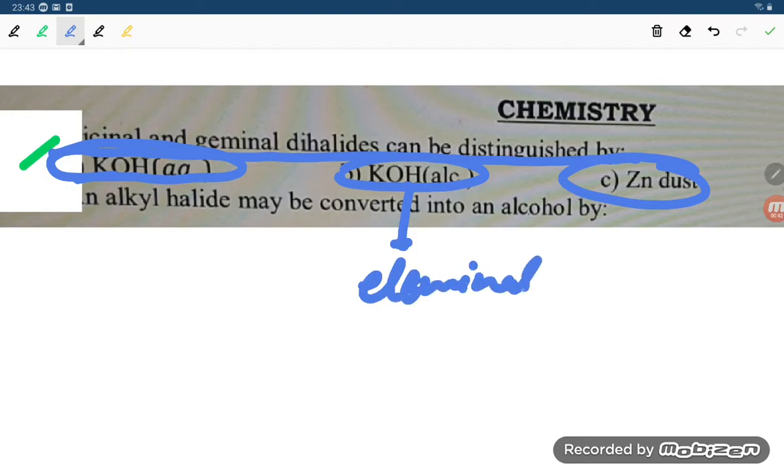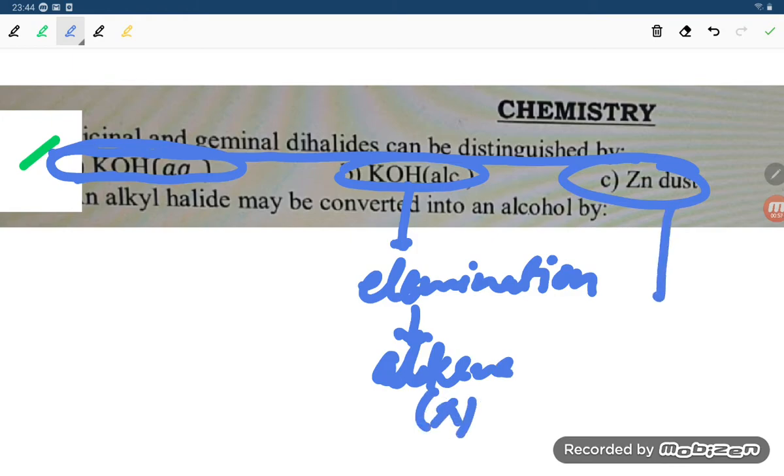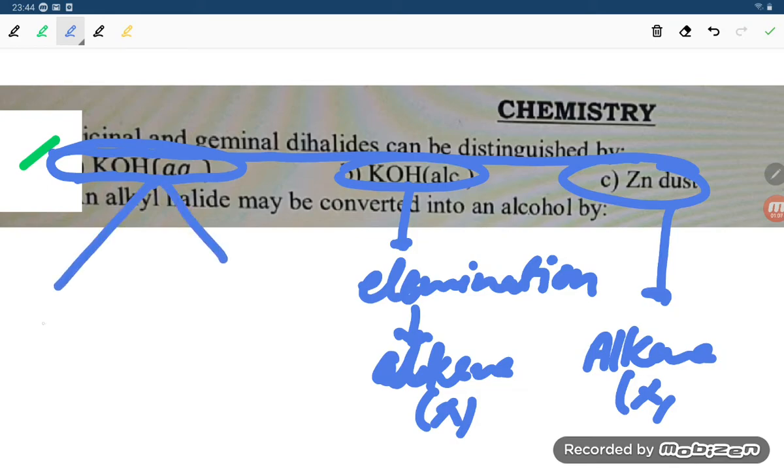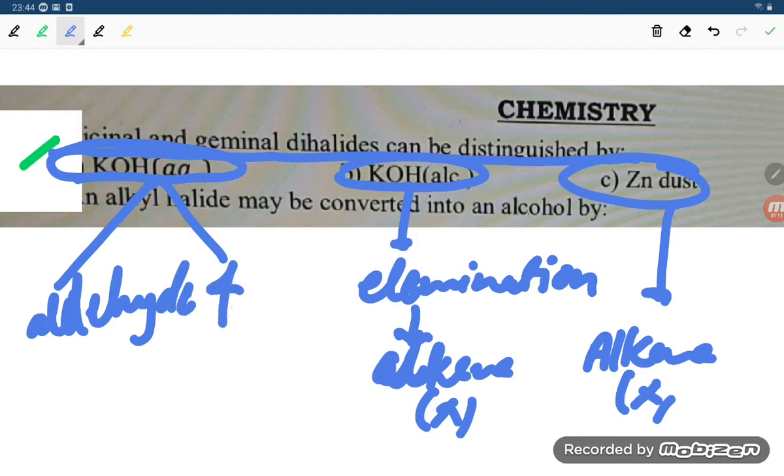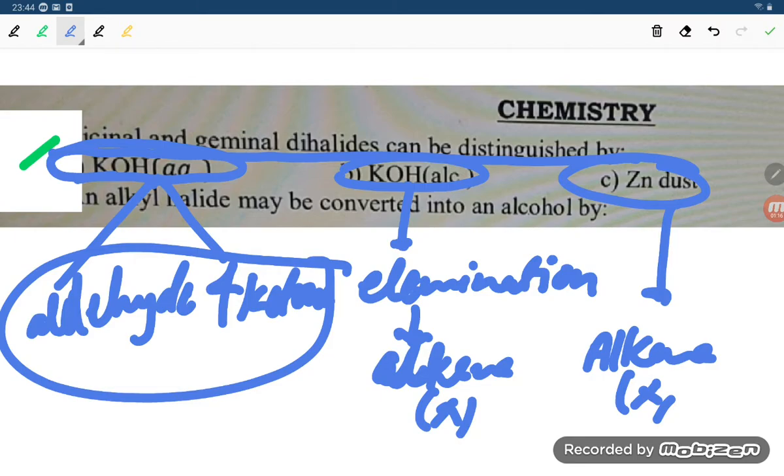But in both the cases, alkene will form, so you cannot distinguish. Zinc dust will give alkanes, so it will also not be used. But aqueous KOH, one will give aldehydes and another will give ketones. So in the two cases this can be distinguished.